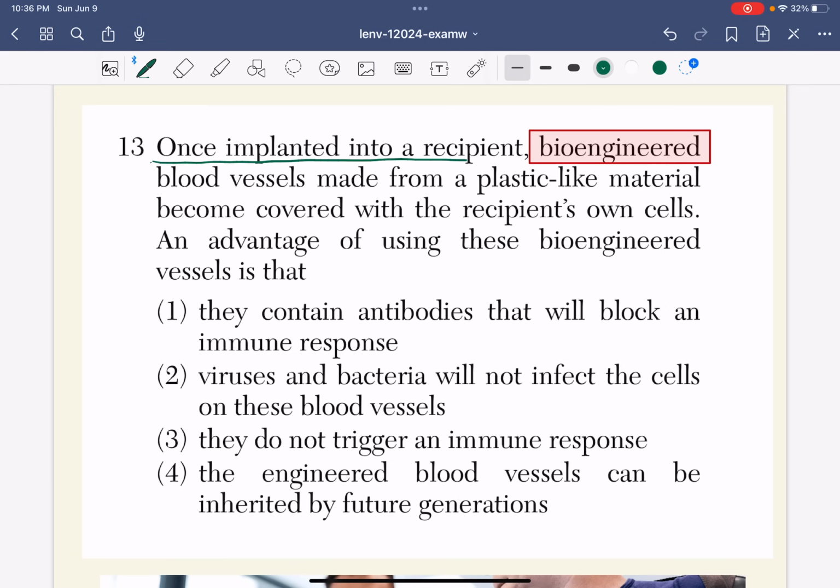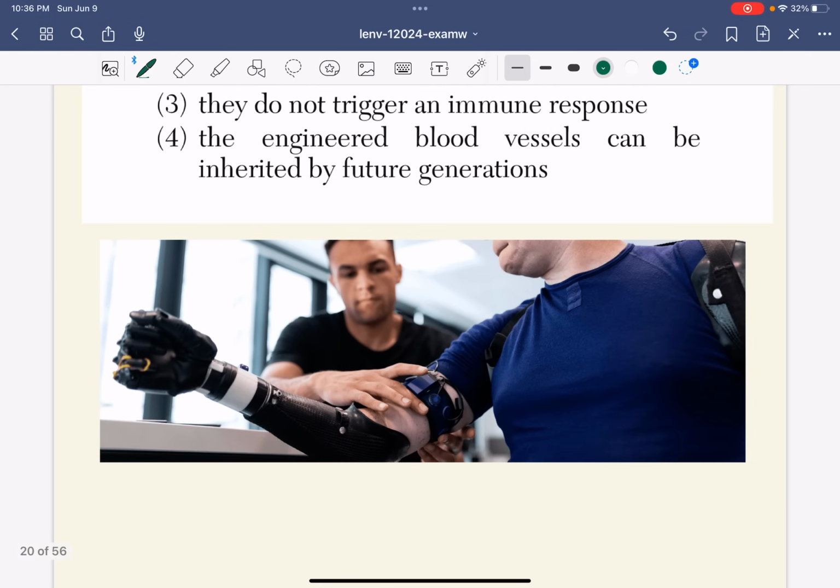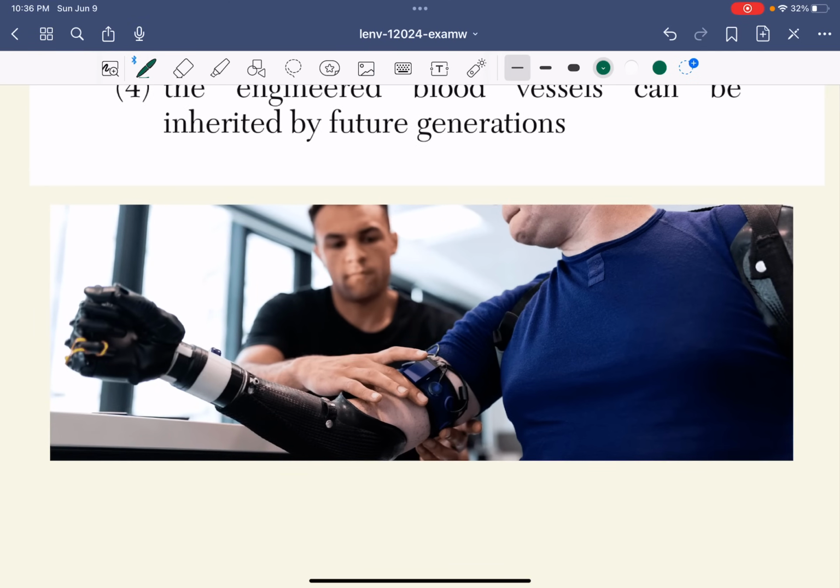Once implanted into a recipient, bioengineered blood vessels made from a plastic-like material become covered with the recipient's own cells. Okay, do you know what bioengineered is? So bioengineers are people who make medical technology, so artificial organs, but I think we're still discovering how to make artificial organs. There's this thing where we're doing 3D printing of organs and skin cells for victims of a fire that need skin grafts.